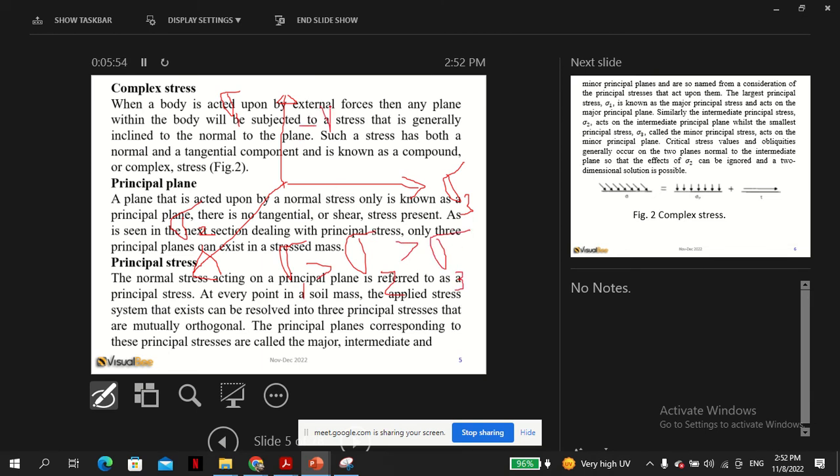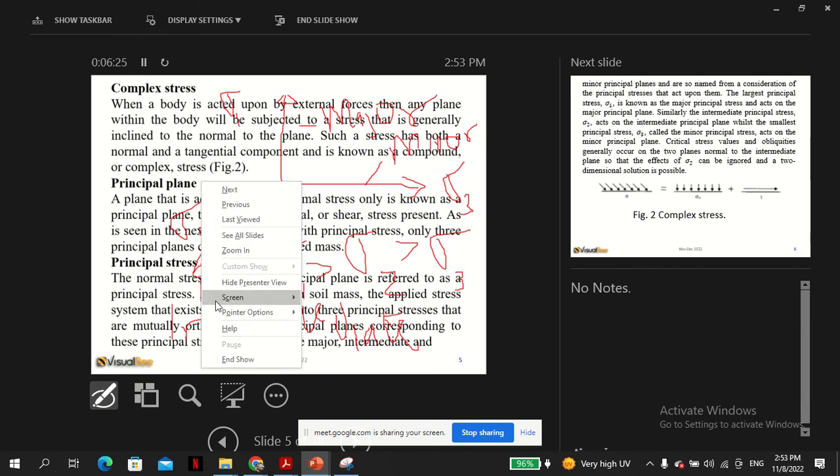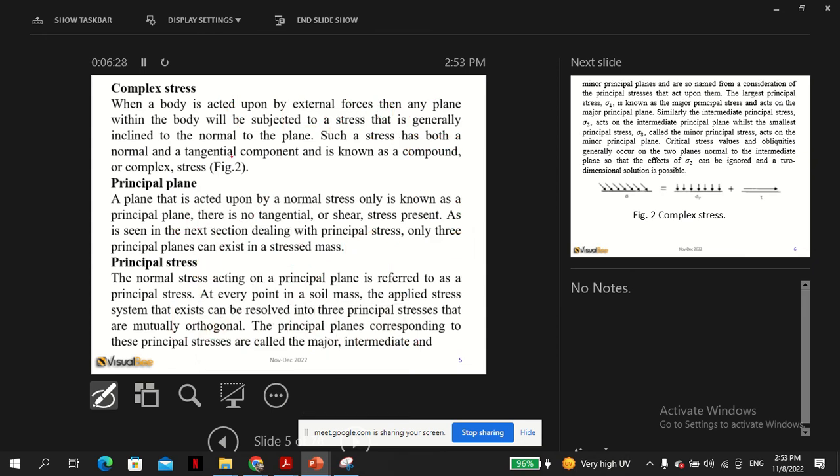This is called the major principal stress, which is acting on the major principal plane. This is the minor principal stress acting on the minor principal plane, and this is the intermediate principal stress acting on the intermediate principal plane. So that should be clear. On these planes, the shear stress is zero. In other words, let me show you.